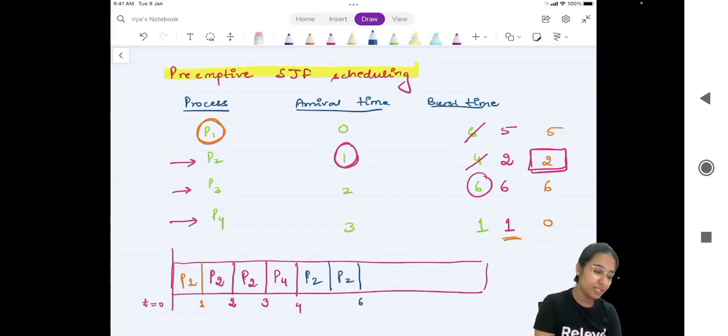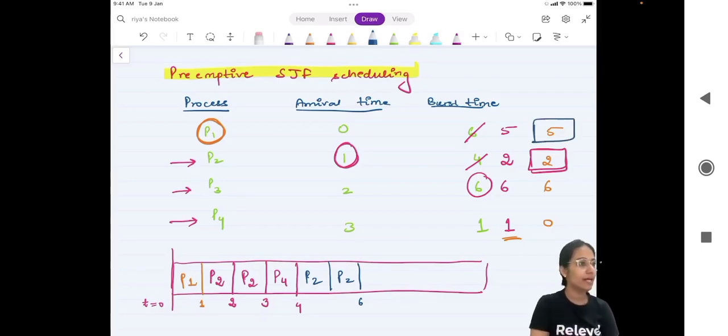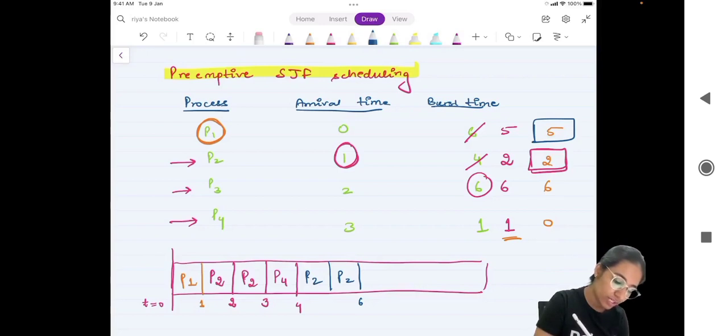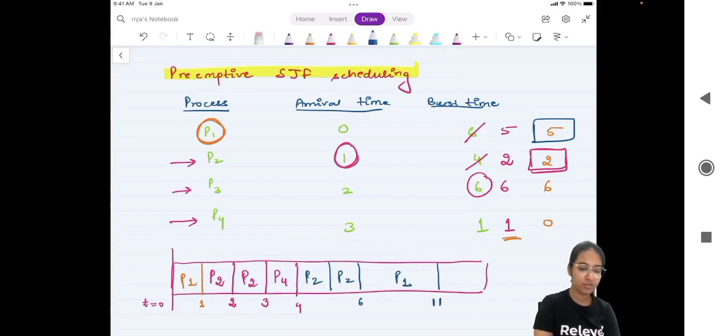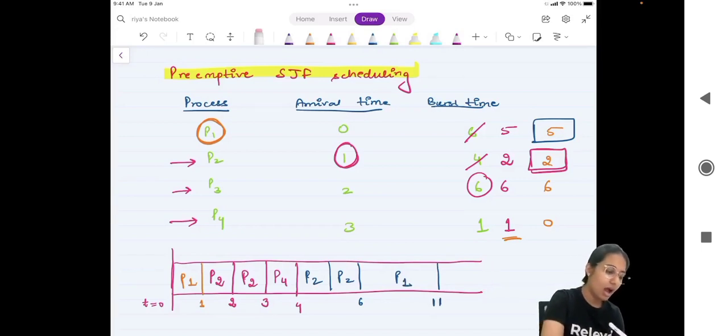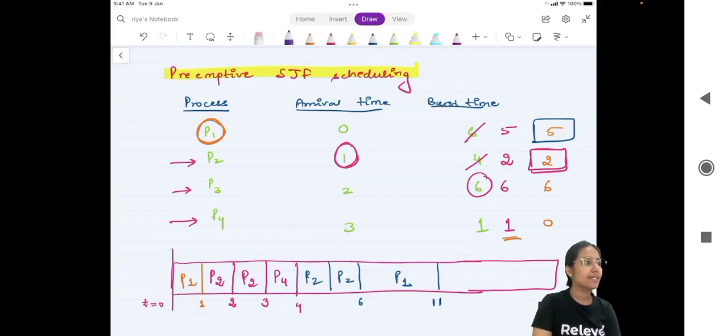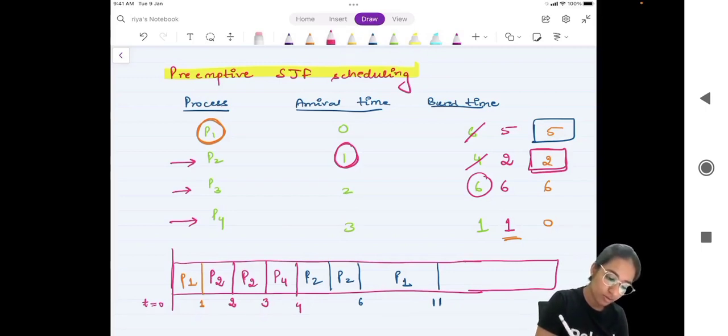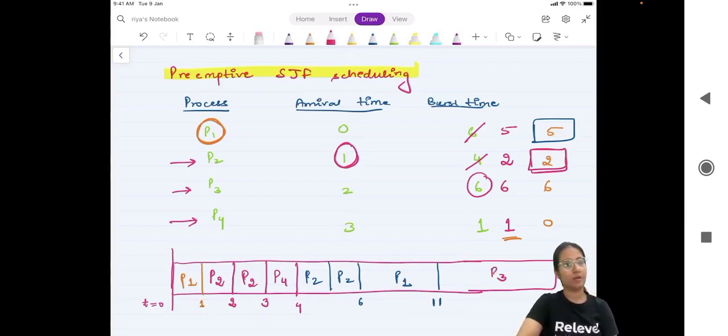Okay. After this, we will execute the P1 process, right? So the P1 process will execute for 5 units. Okay. And after that, we basically have the P3 process, which still has 6 cycles left, because P3 was actually never allowed to execute. So this will be for 6.